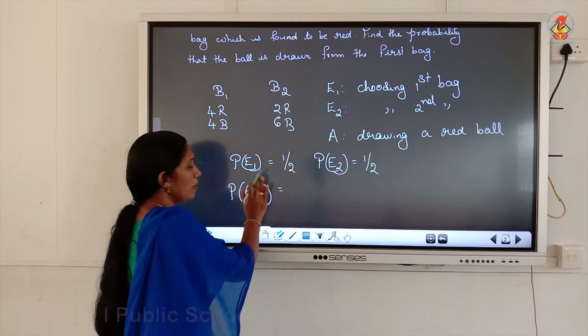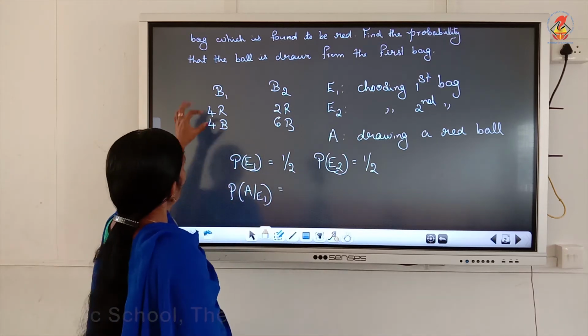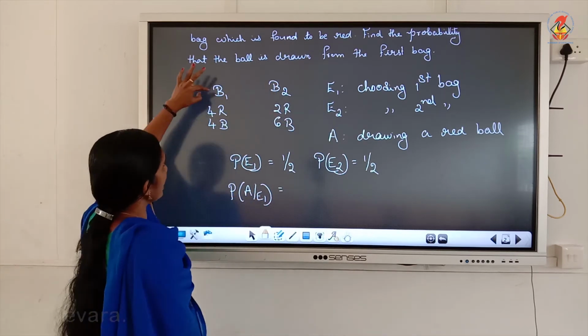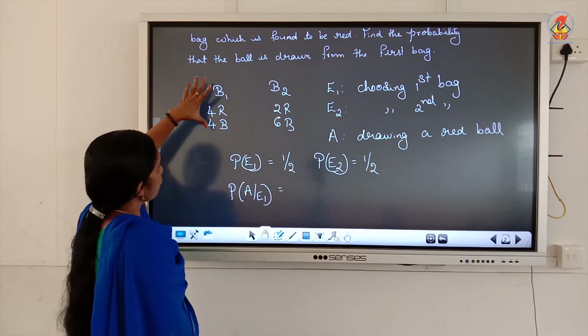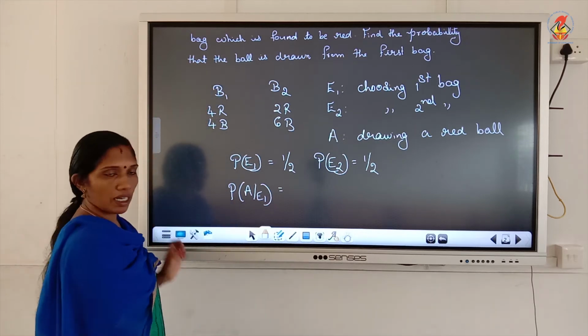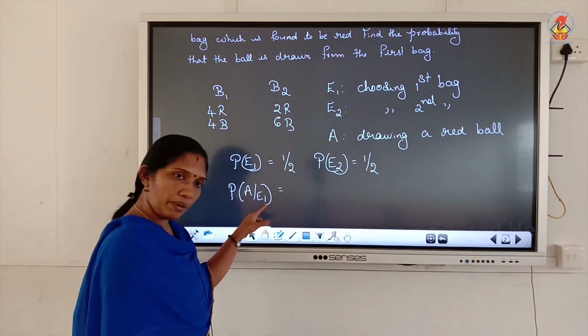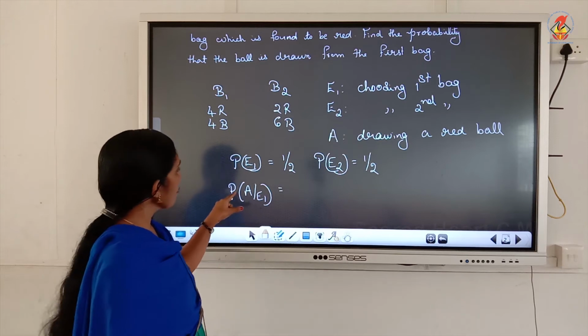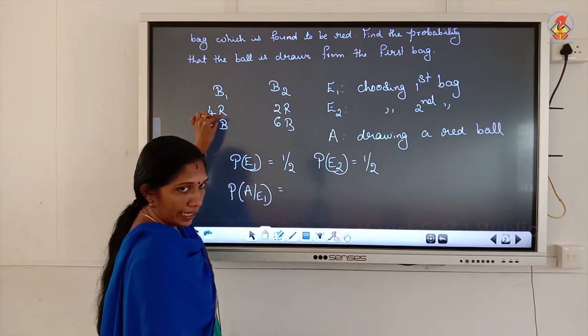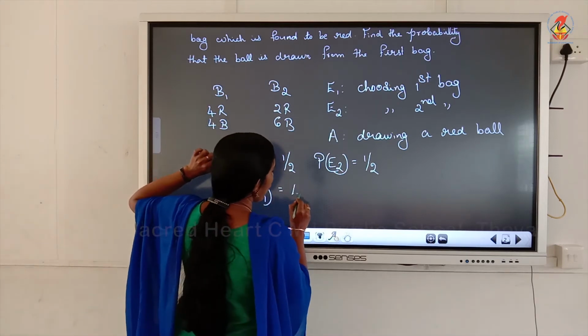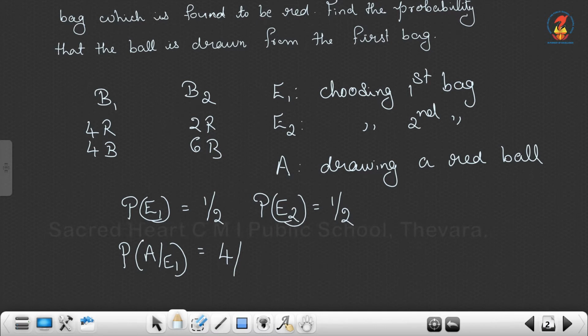So, what is the probability? Looking at B1 and B2, A given E1 means selecting this first bag. So, in the first bag how many red balls are there? 4 red balls. So P of A given E1 means the probability that we take a red ball from bag 1. Its probability is 4 out of the total number of balls 8. It is 4 out of 8.